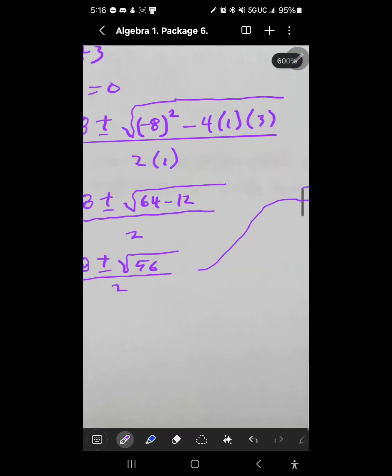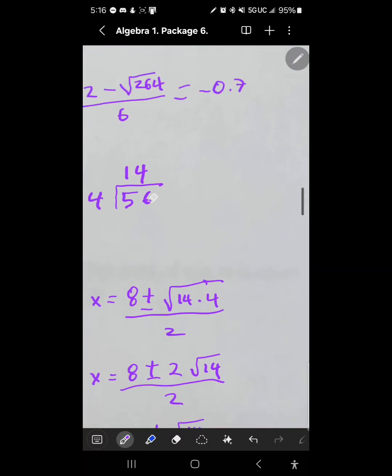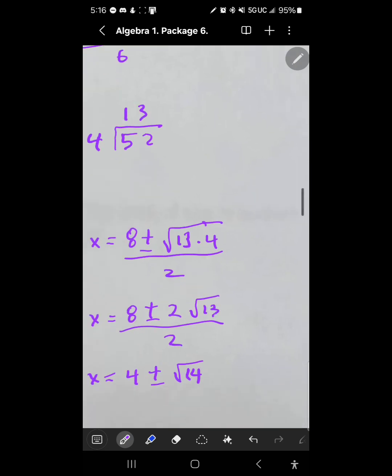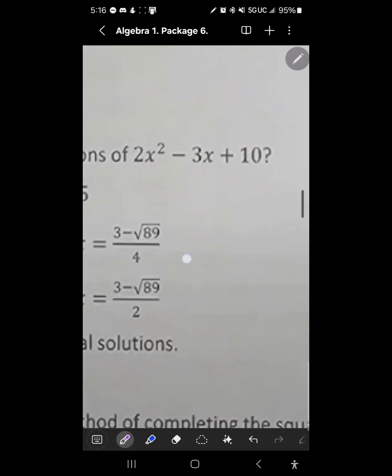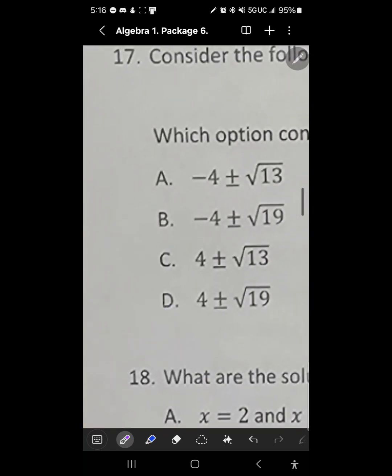Yeah, I made a mistake. This is 52. So 64 minus 12 is 52. This will be 52 and this will be 13. So that was my bad. But basically everything else is fine. So it will be 4 plus or minus the square root of 13.